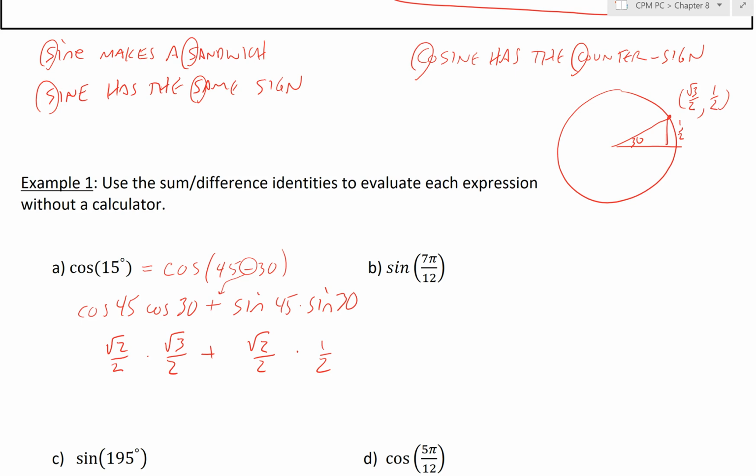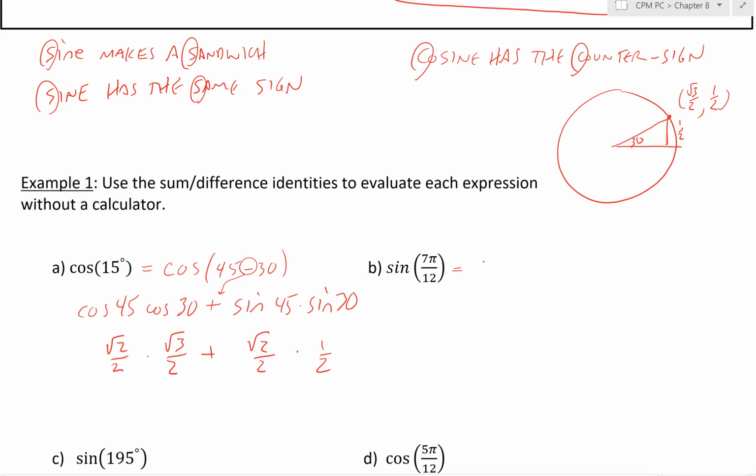Okay? So let's go ahead and do B. This one is in radians, but we can still do the same thing. Okay? So 7 pi over 12. We're used to working with things like pi over 6 and pi over 4 and pi over 3. So how can I make 7/12 using 6ths and 3rds and 4ths?